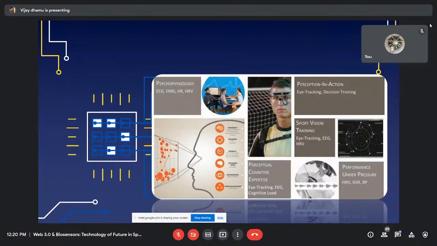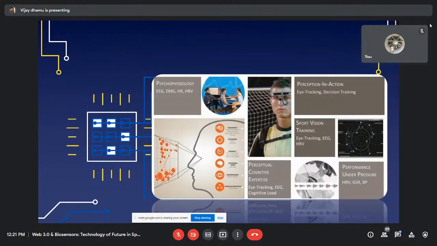And if you might ask how these sensors and Web 3.0 are important for biomechanics, well, in Web 3.0, as you know, everything will be cloud-based, and all the data will be stored in the cloud, and nobody will own the data. It will be owned only by the end user.